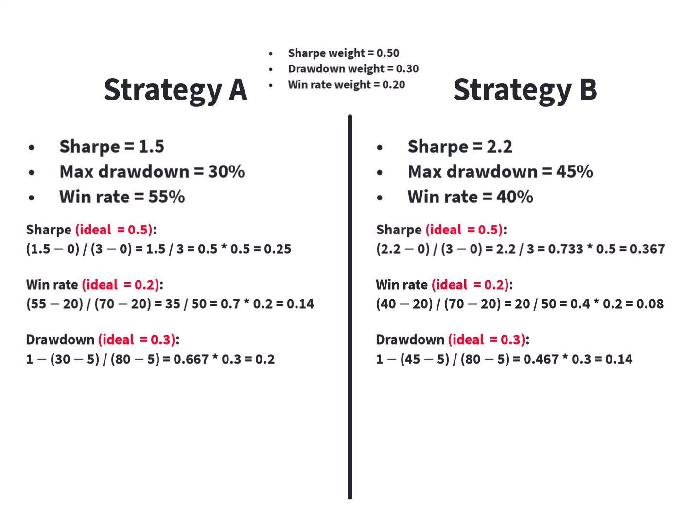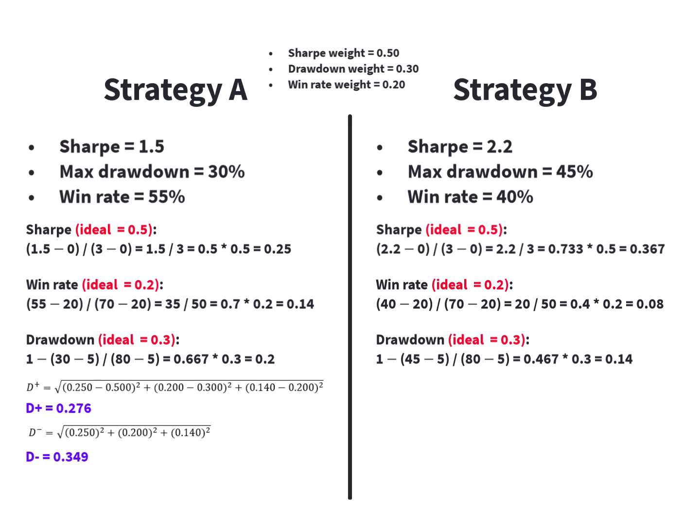Now we can calculate the performance metrics' distance to the ideal score, so in this case the weights are the ideals, and do the same to the anti-ideals, which are all zeros. For strategy A, the distance to the ideal scores is in total 0.276, and the distance to the anti-ideal is 0.349. And if I do the same for strategy B, the distance to the ideal is 0.24, and the distance to the anti-ideal is 0.401.